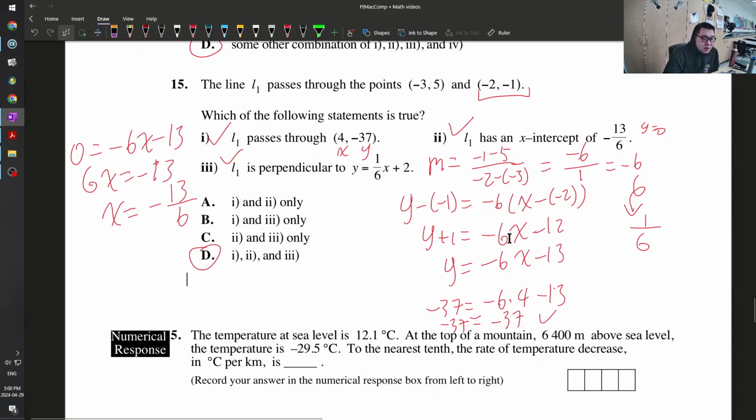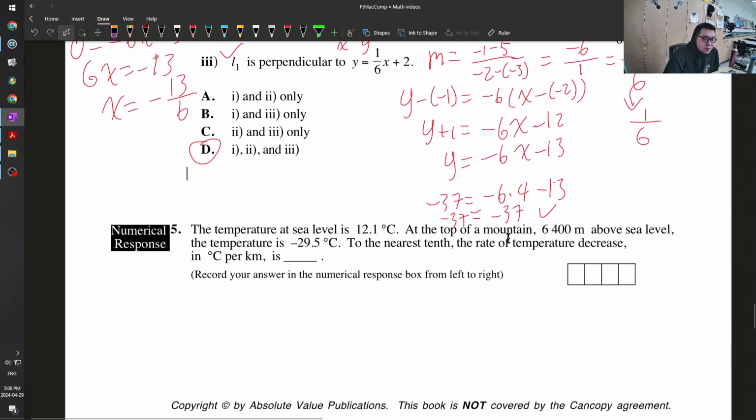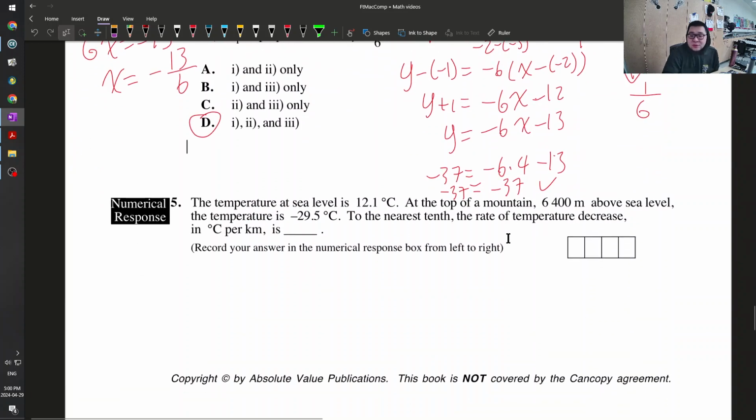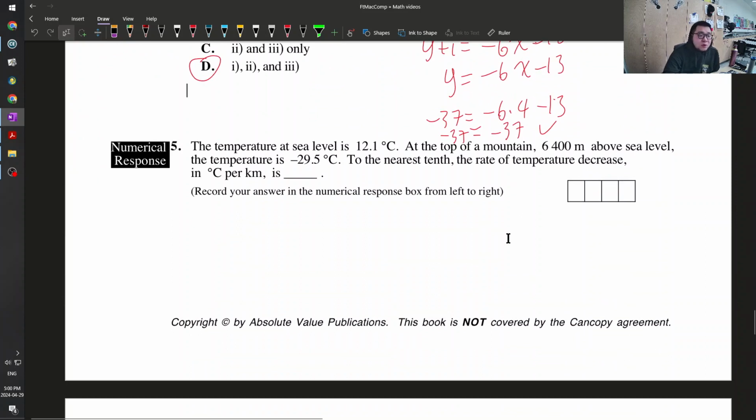Numerical response 5. The temperature at sea level is 12.1 degrees. At the top of a mountain, 6,400 meters above sea level, the temperature is this. To the nearest tenth, the rate of temperature decrease in degrees per kilometer is. So they want the decrease, right? And 6,400 meters is equal to 6.4 kilometers.